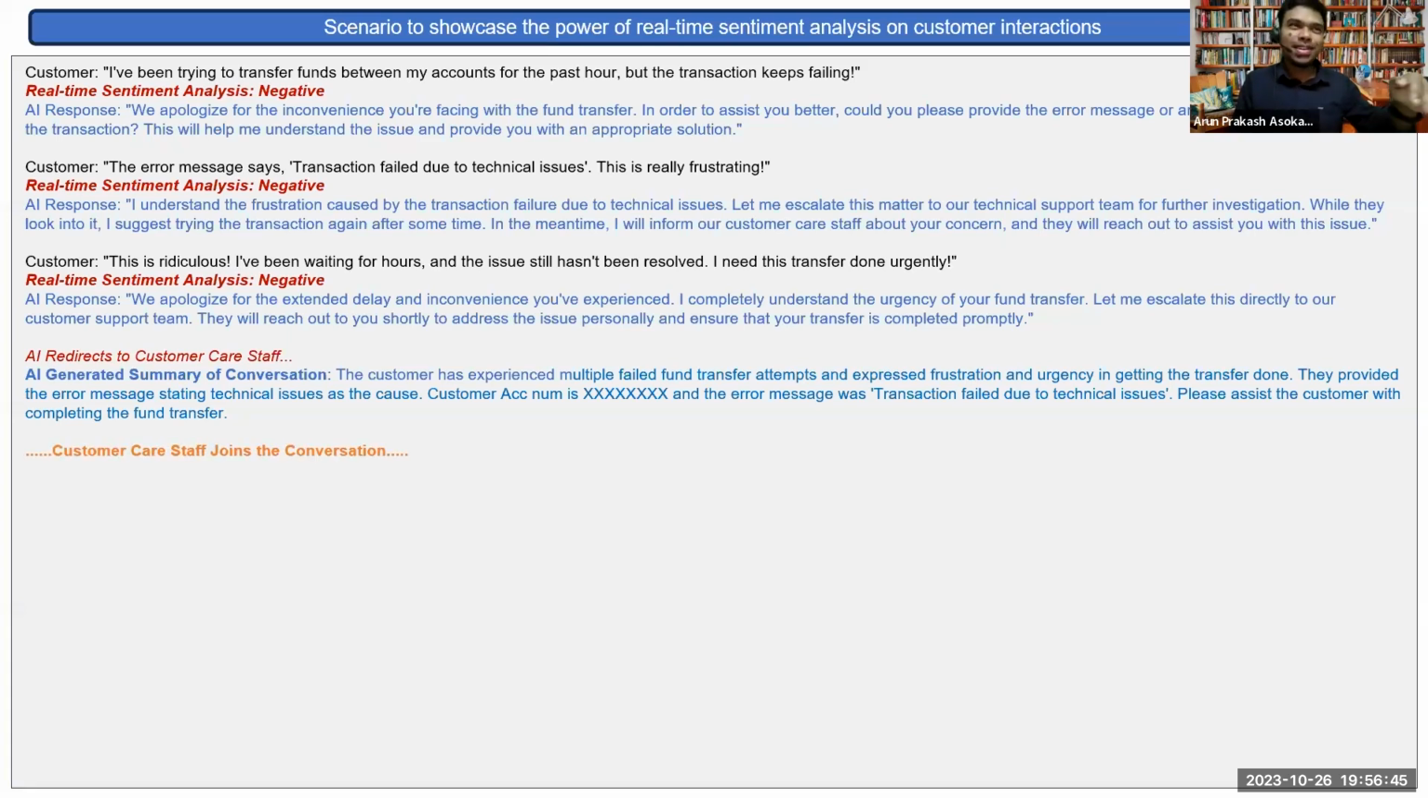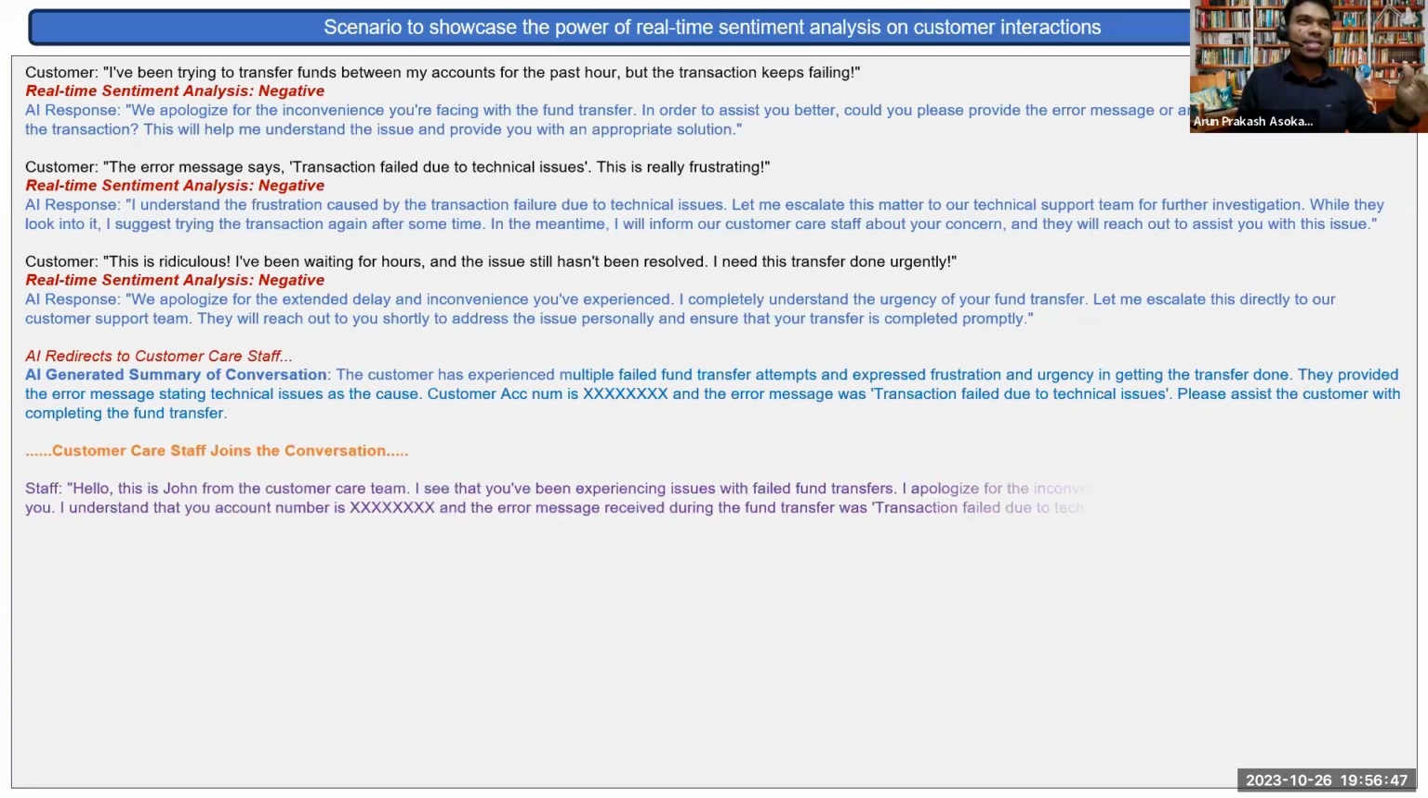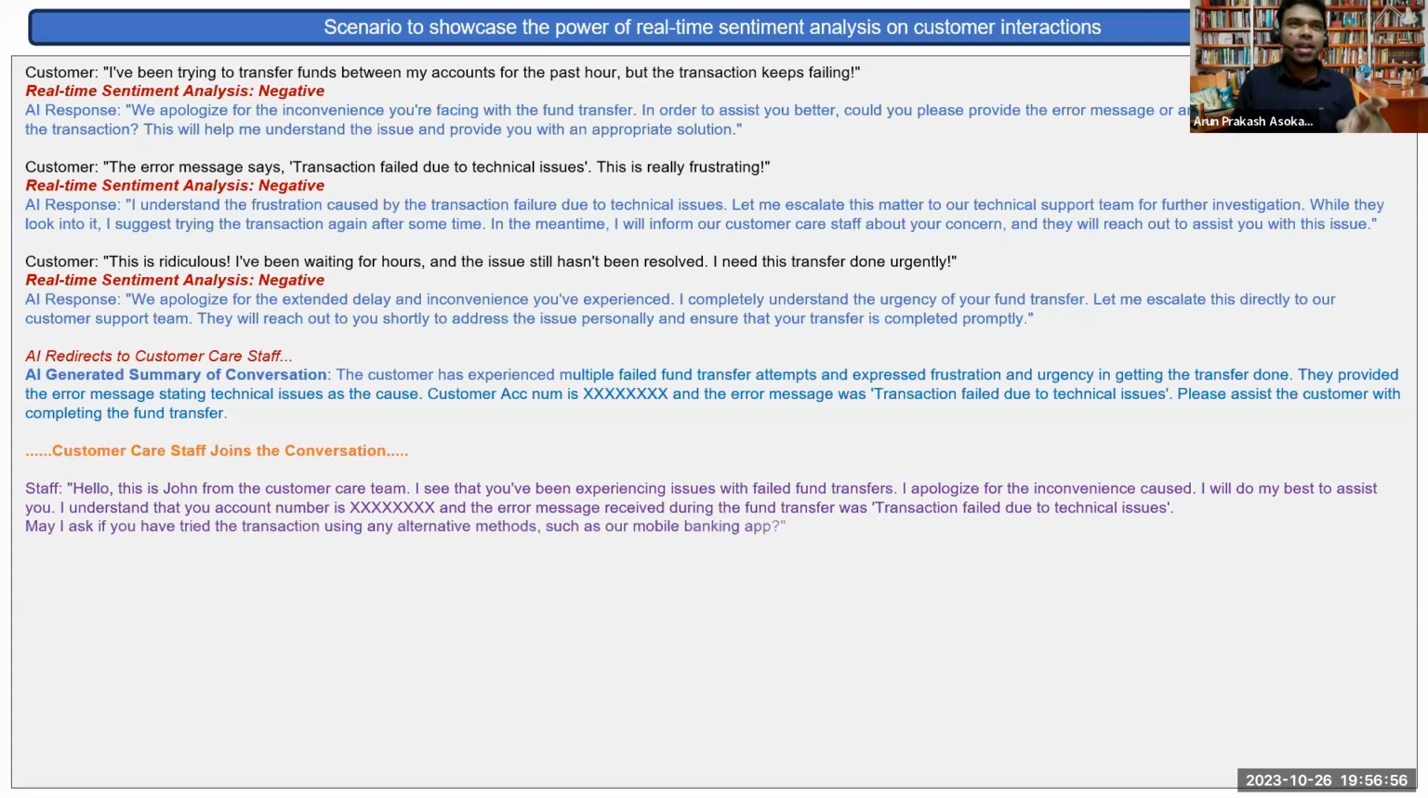Now the customer care real staff joins there, says hello, hi, and without asking stupid questions, immediately says, I apologize, and I understand this is your account number and this is the error message you are facing. May I ask if you tried alternatives? Customer says, no, I never tried the mobile bank app. He says, should I give it a try? And there is a real-time sentiment in this dialogue where the sentiment is becoming neutral. It's from negative to neutral.